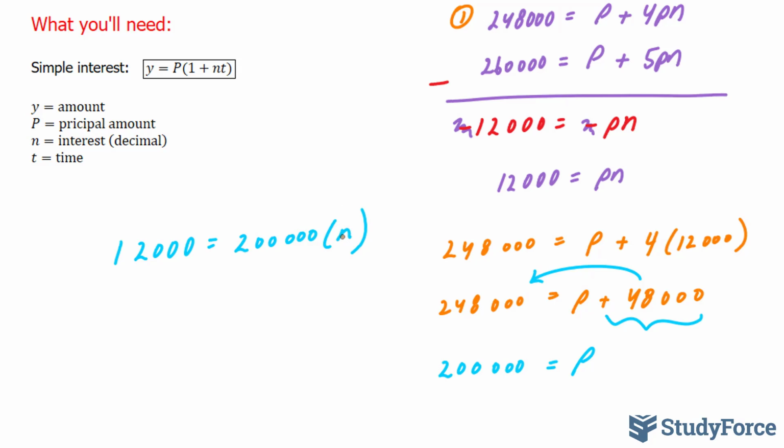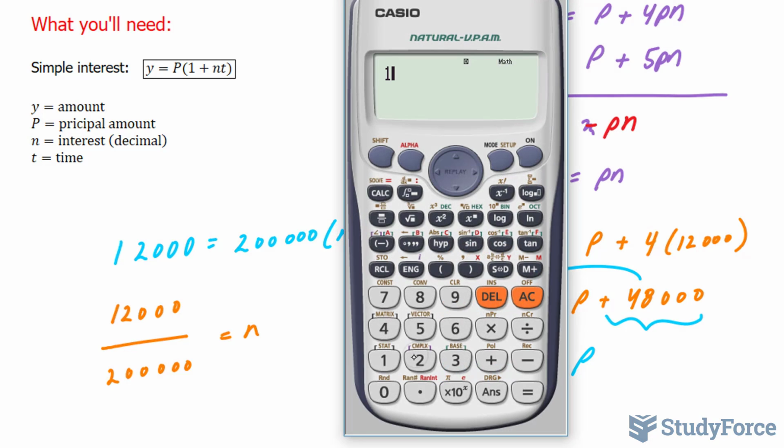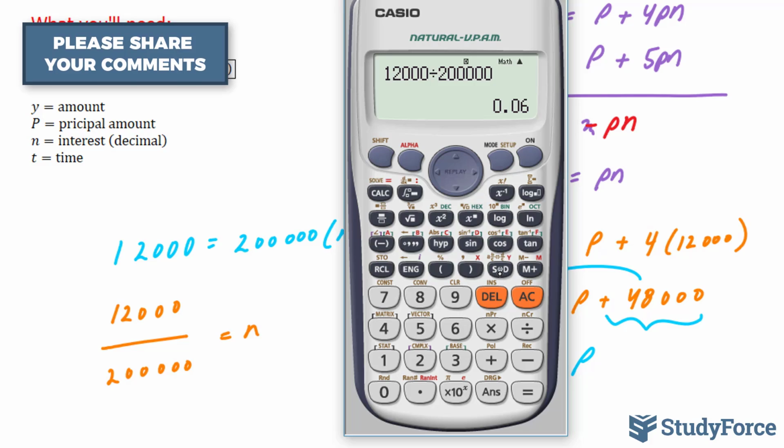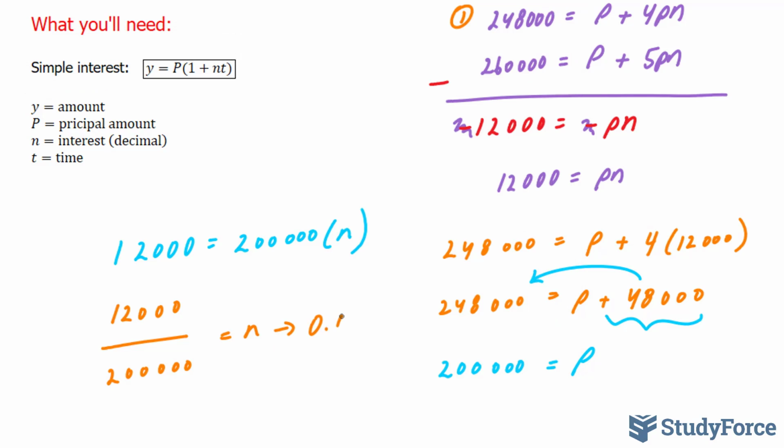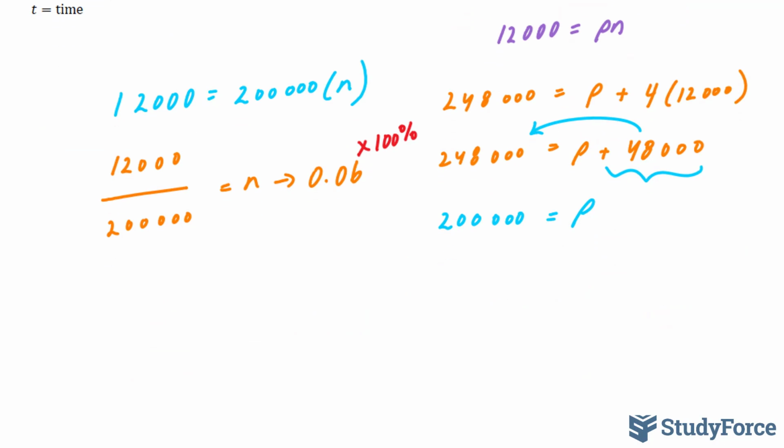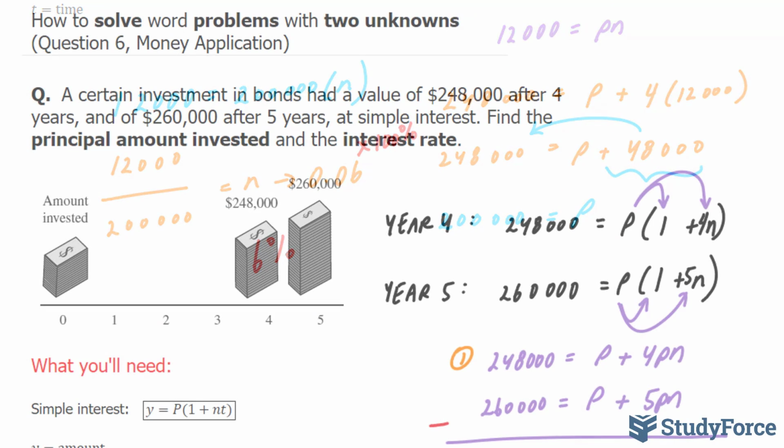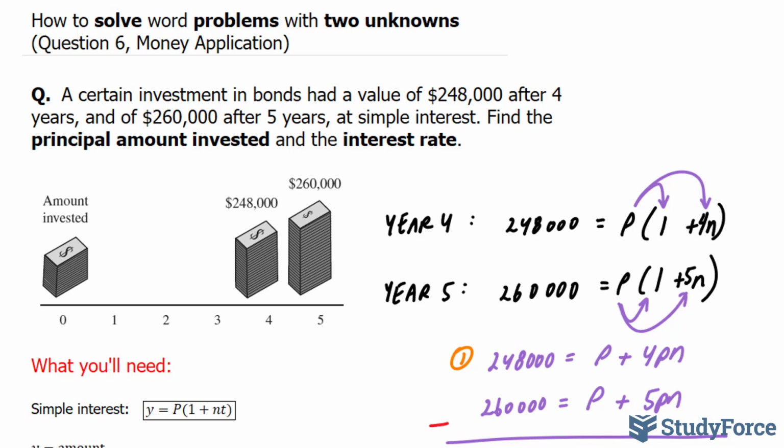Now I have to isolate for this N, and that's really easy to do. All I do is divide both sides by 200,000, giving me 12,000 over 200,000 is equal to N. Using my calculator, 12,000 divided by 200,000 gives me 0.06. So the interest rate is 0.06. And if you want to represent this as a percentage, you just multiply by 100%, which gives you 6% interest. And so there you have it. That is how to solve word problems with two unknowns.